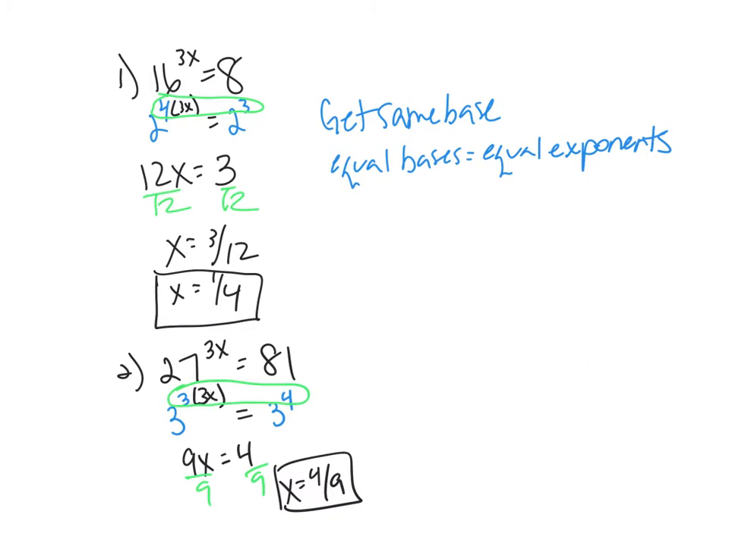Let's try another one. What if we have 5 raised to the 2x equals 130? Well, here we have 5 and we have 130. Is there any way for us to rewrite 130 using a base of 5? Well, I don't know of anything that 5 will be raised to that gives exactly 130, which means it's probably a decimal.